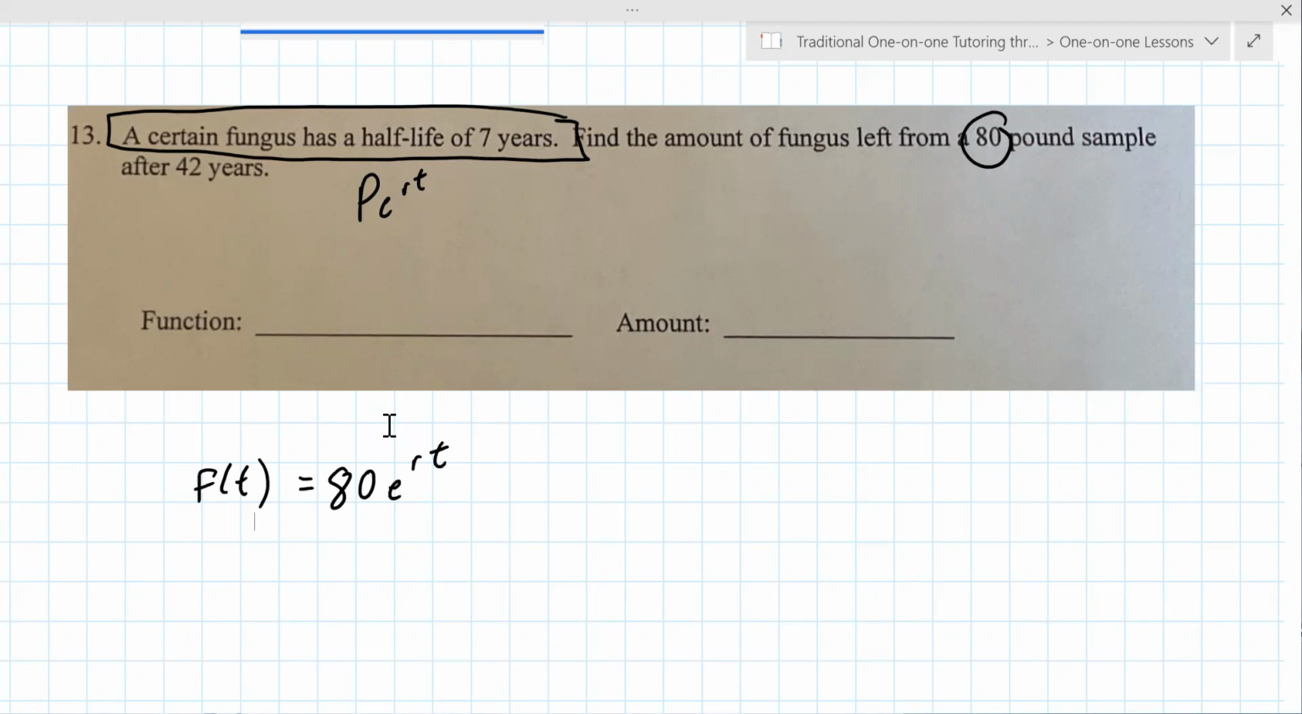Yeah, I got it. All right, now, if we want the half-life, half-life means you have half of what you started with. So what is half of what you started with here? What would that be? 40. Okay, now how long does it take to reach a half-life? 7 years. So now there's only one variable left.